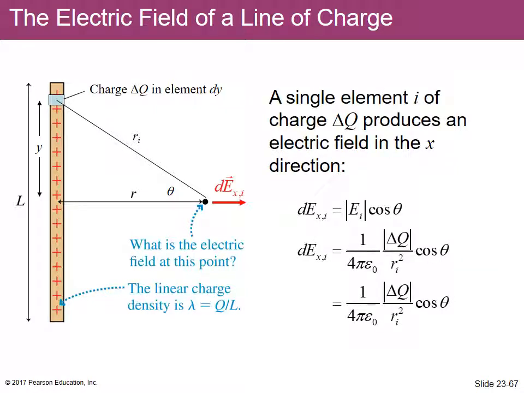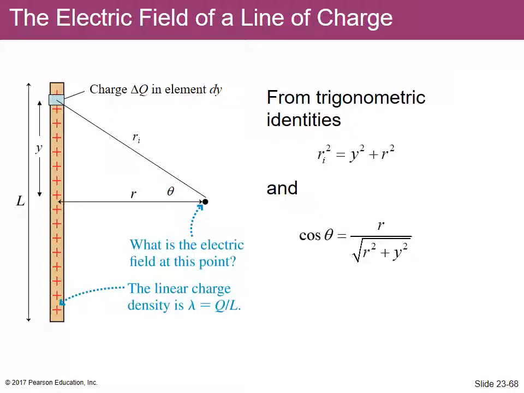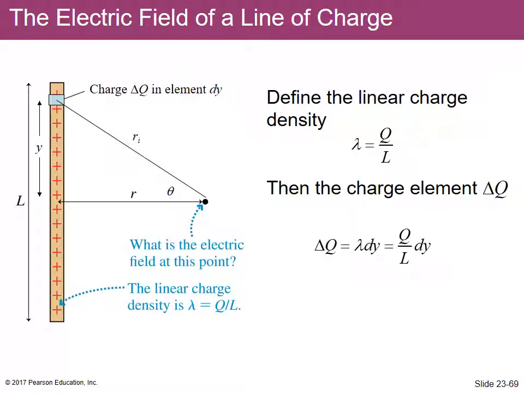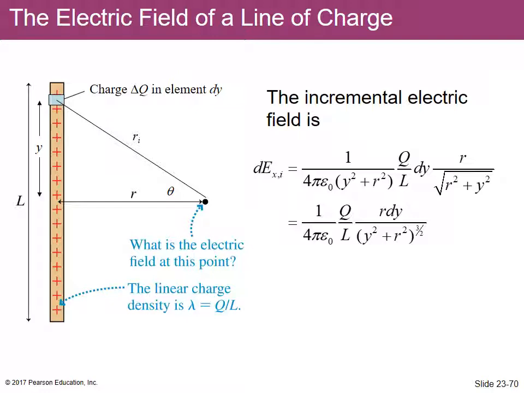To calculate the x component of the field, consider a single element I of charge, delta Q, that produces an electric field in the x direction as shown. From trigonometric identities, we can find r sub I and the cosine of theta. We can define the linear charge density and then the charge element delta Q. The incremental electric field is shown.